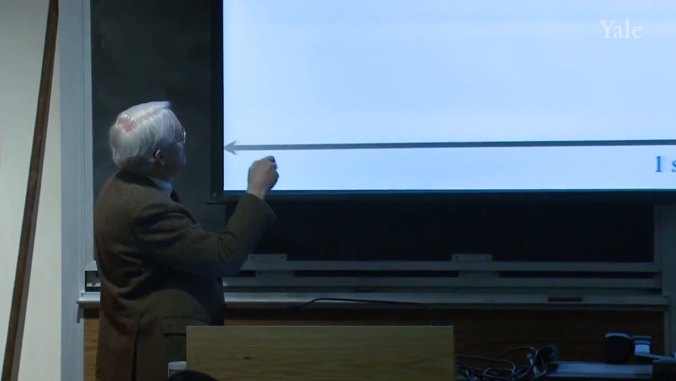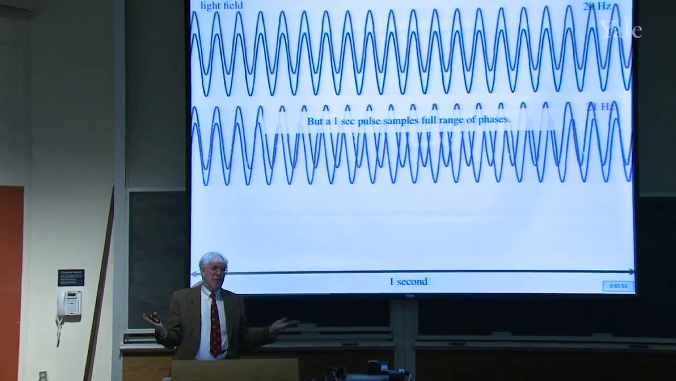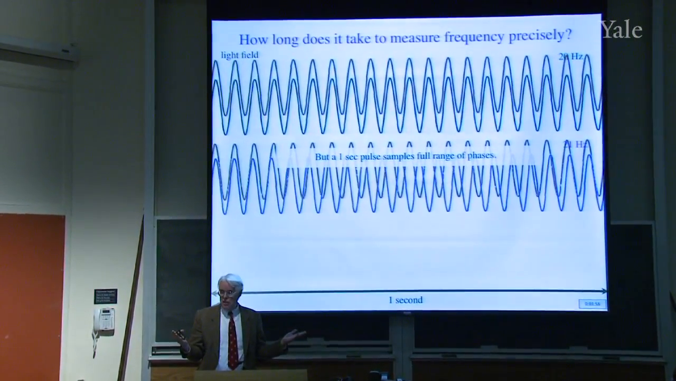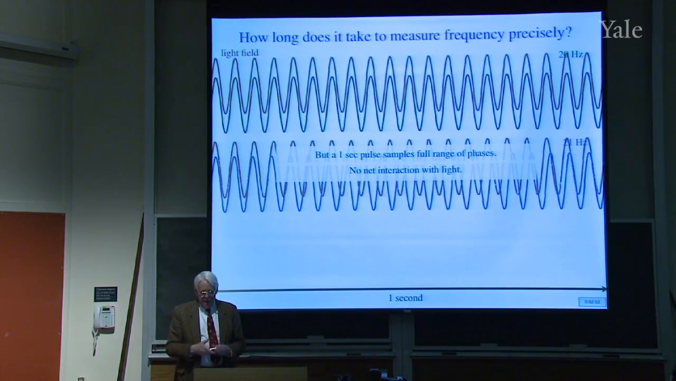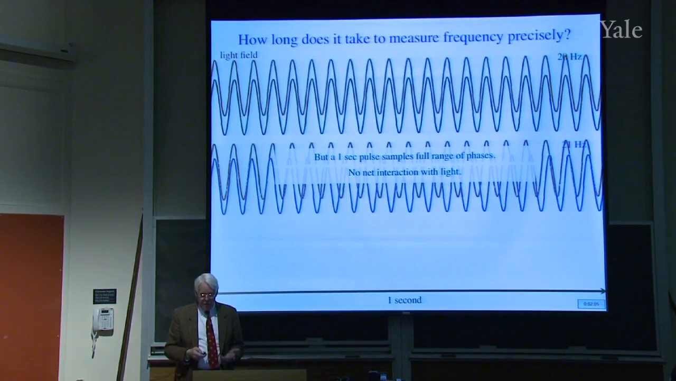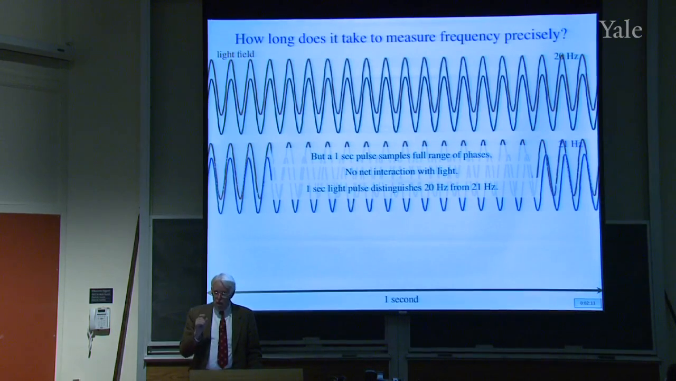Now, how long does it take to get out of whack, right? How long do I have to be doing this in order to find out that I'm not really doing anything with him? Well, notice that a 1 second pulse samples the full range of phases from being completely in phase to coming back to being completely in phase again. So if I do it for 1 second, I get nothing, okay? It just cancels. On this one, everything was golden, okay? But obviously then, there's no net interaction with the light in that one over the course of 1 second. So a 1 second light pulse can clearly distinguish between 20 hertz and 21 hertz. Everybody with me?